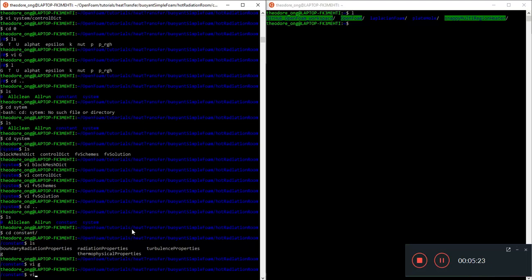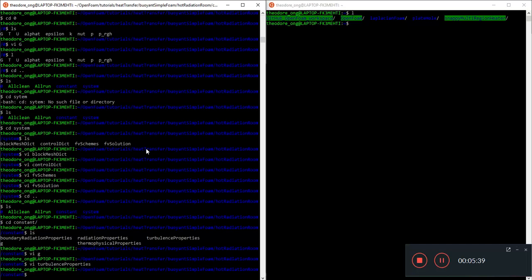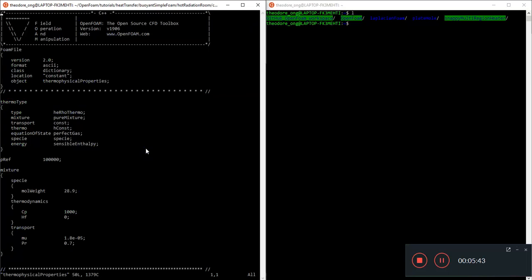We can take a look at turbulence properties. So this is a K epsilon model, very basic turbulence model, nothing too fancy. If you're not familiar, please go and take a look at my intermediate OpenFOAM course, where I'll talk through some of turbulence. And we take a look at the thermophysical properties. And since we are a little more into buoyantSimpleFoam, we can explain these things a little more in detail. All right, so what is heRhoThermo?